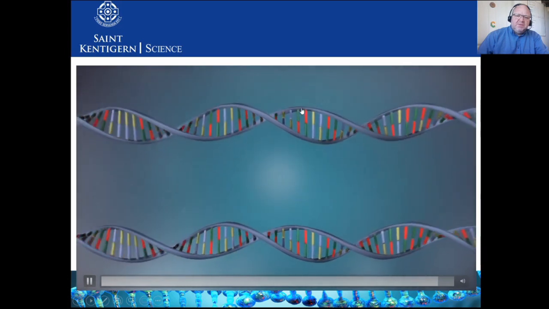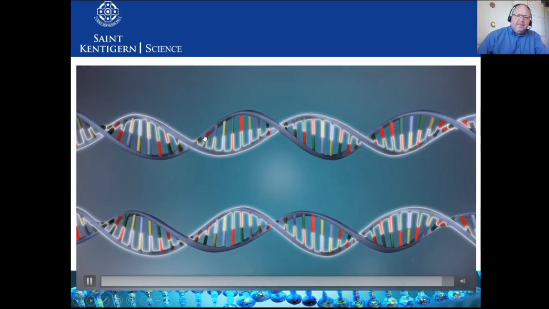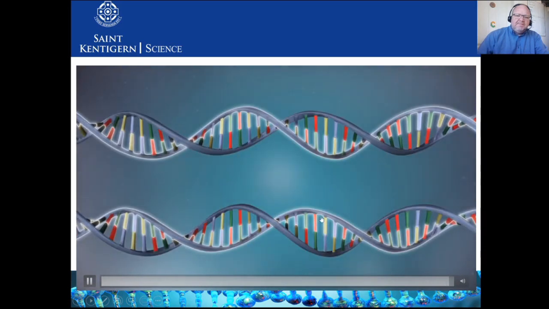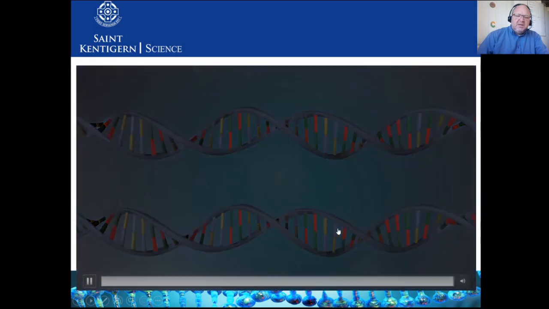Yeah, you have two identical copies, one with the original strand and the other one is a new copy of that. Okay, so that is DNA replication, and you need to be able to tell that story.